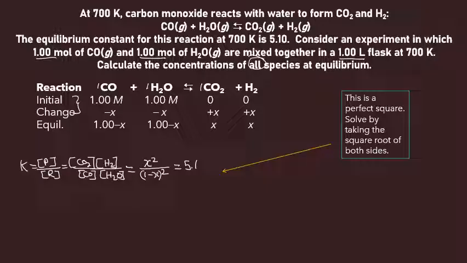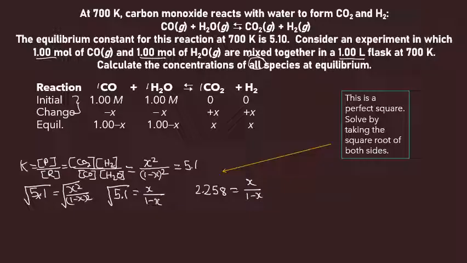So since it is a perfect square, I'm going to take the square root on both sides. So square root of 5.1 equals square root of x squared divided by (1 minus x) to the power 2. So that means square root of 5.1 equals x divided by 1 minus x. And that means I can simplify that. Square root of 5.1 is 2.258. That equals x divided by 1 minus x.